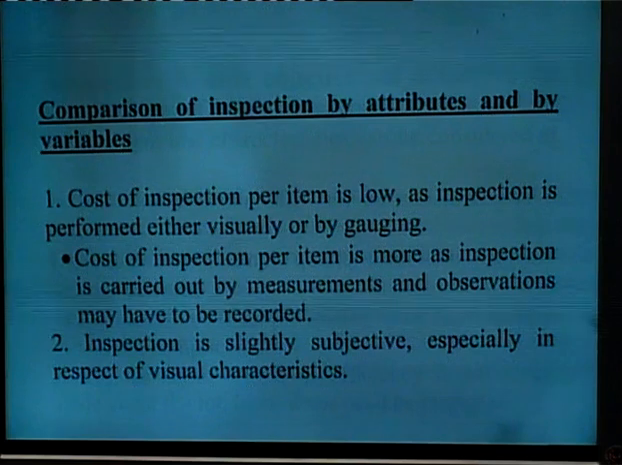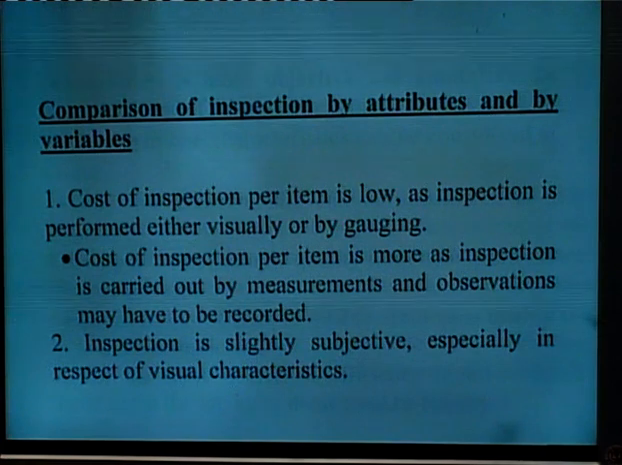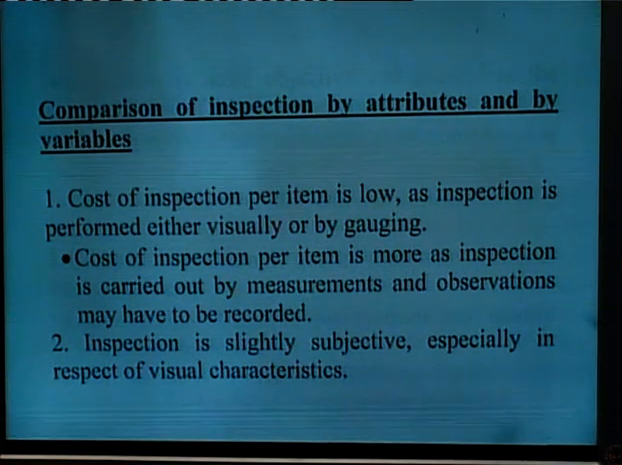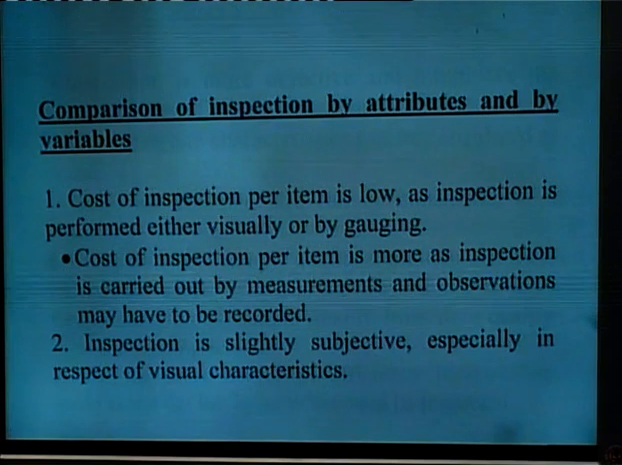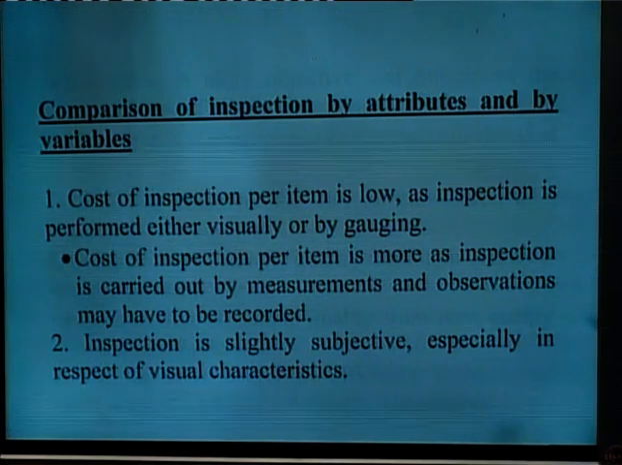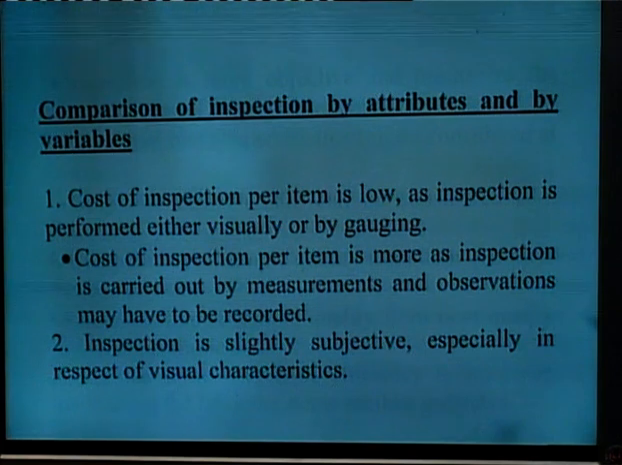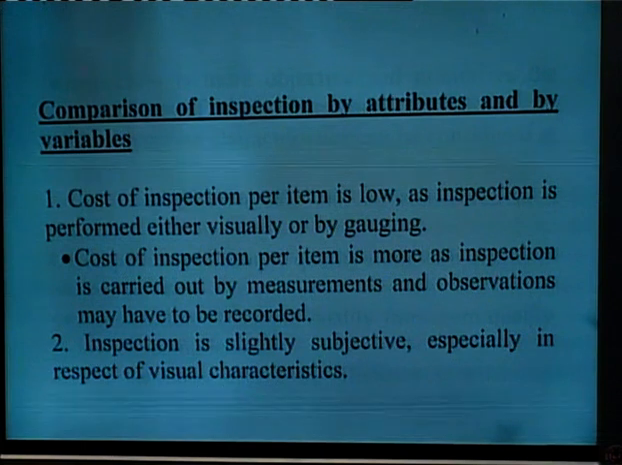If we go for inspection by attributes, the cost of inspection per item is low, as the inspection is performed either visually or by gazing, because we do not use any kind of instrument, or we do not take any measurement. So, it is less time consuming. We can easily decide to reject or accept the object.